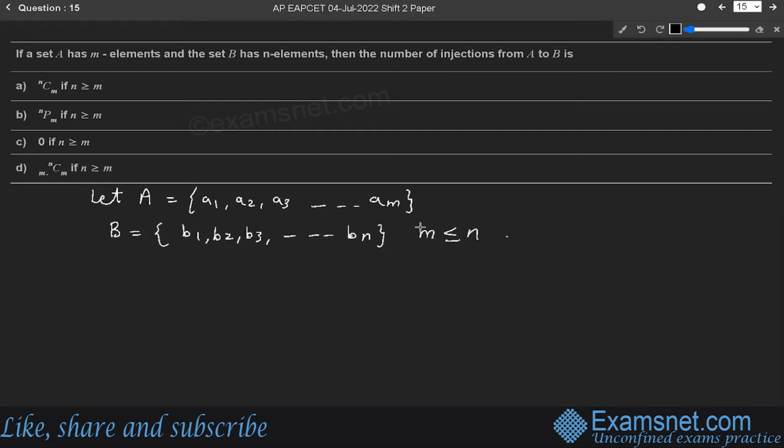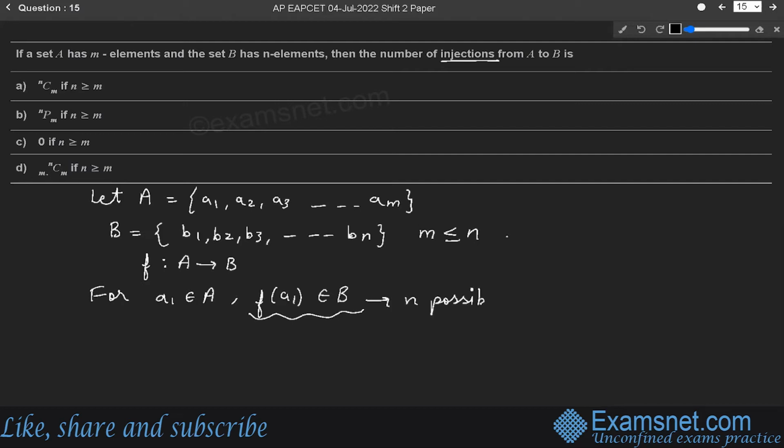or equal to n. Now it is given that there is a function such that A to B is an injective mapping. We have to find the number of injections. So let this be an injective mapping. For A1 belongs to A, there are n possible choices for f of A1 belongs to B. For this particular part, there are n possible choices.